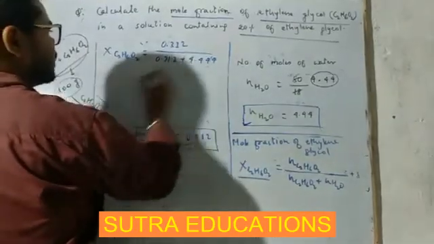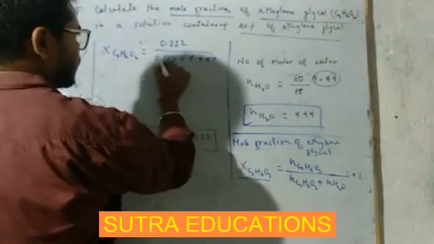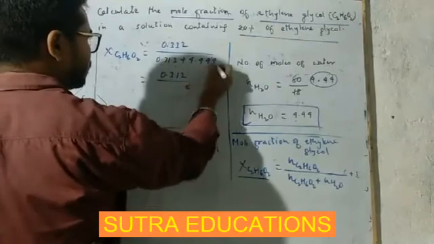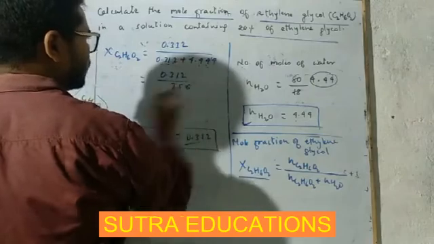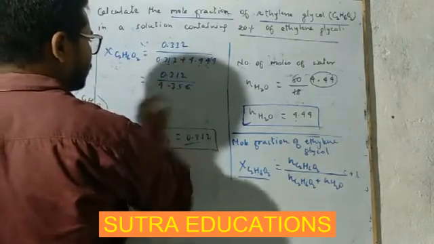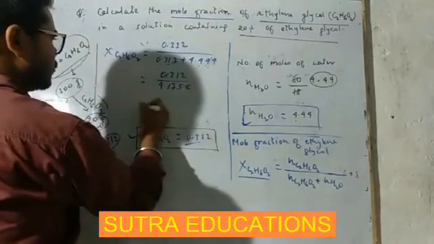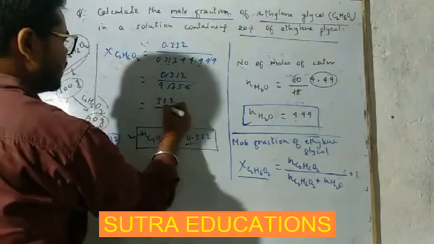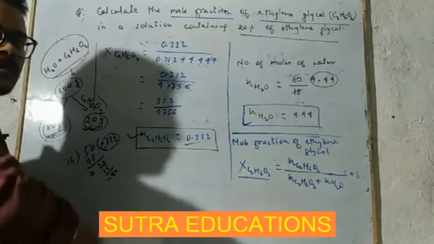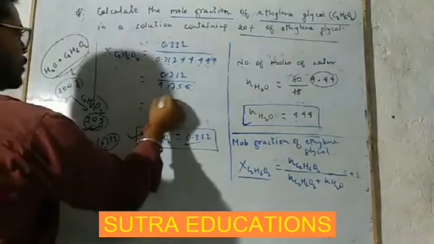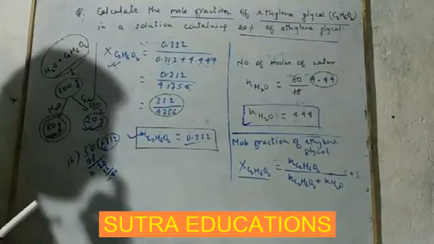Okay, so we will say it is equal to 0.312 divided by 6.5, then 7, means 4.756. Okay, means it will be equal to 312 divided by 4756. Just calculate this number and you will get the mole fraction of C2H6O2. Okay, now come to the next question.